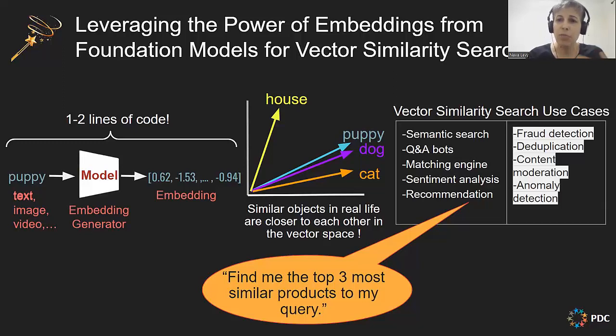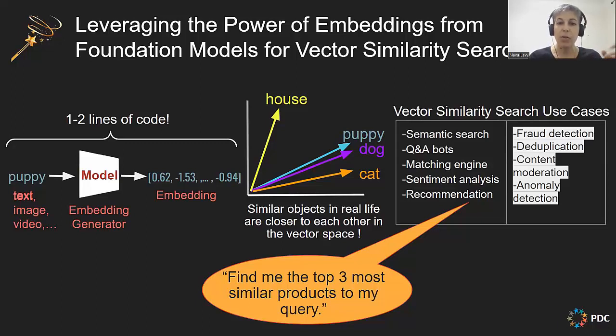It's also good for use cases such as fraud detection, deduplication, content moderation, anomaly detection. So this is the opposite of the left side. Here, when we find something that is most similar, we remove it. We protect ourselves against it. Like if it's deduplication, two products in a catalog are too similar, then we delete one of them.